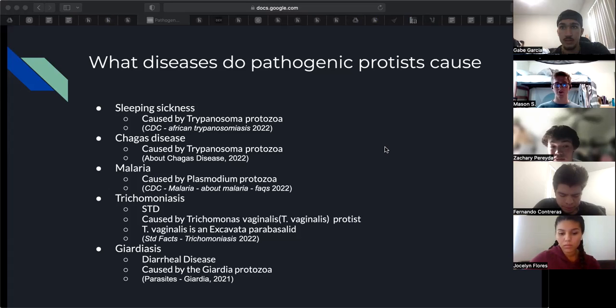Now, malaria, everybody knows about malaria. It's one of the more well-known illnesses, and it causes symptoms such as sweating, chills, and fever, and it can sometimes cause anemia and jaundice as well.